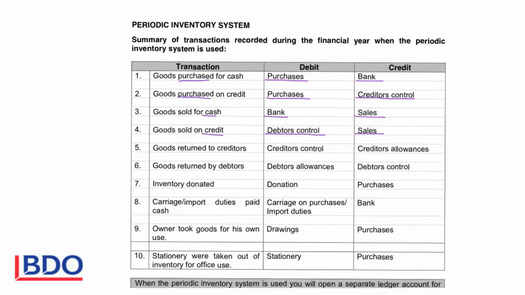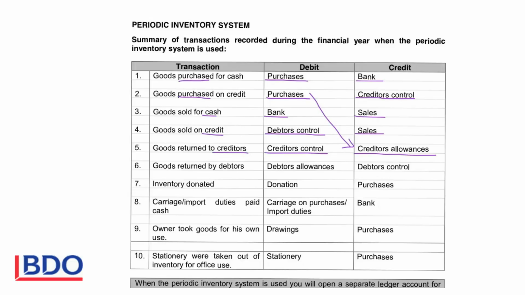When goods are returned to creditors, the creditors control account will be debited to decrease the amount that the creditors owe the business. And now we have an additional account in the periodic system that we don't have in the perpetual system. Because we don't use our inventory account, we have to show that the purchases must decrease, and we will decrease the purchases by opening a creditors allowances account. So that means creditors allowances will decrease the expense for purchases, and therefore it will increase my equity.